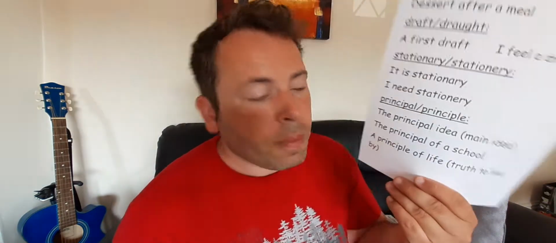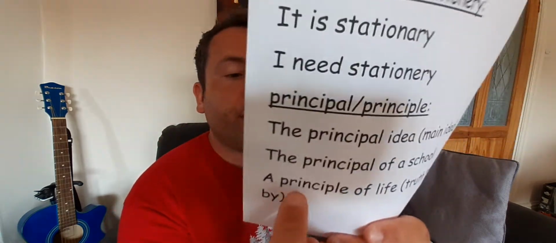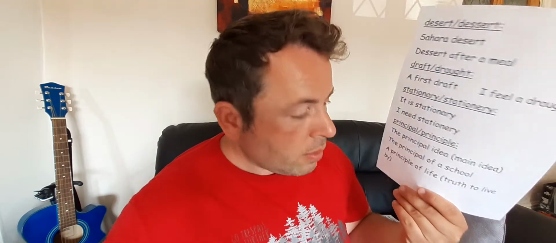All right, so in America, for instance, in the United States, they often say principal for the head teacher of a school. So they would spell it that way. And then you've got a principle of life, meaning like a truth to live by. All right, so that's the other type of principle.